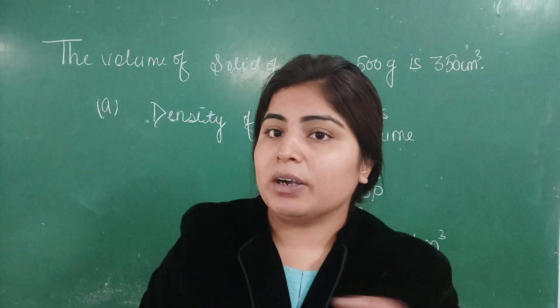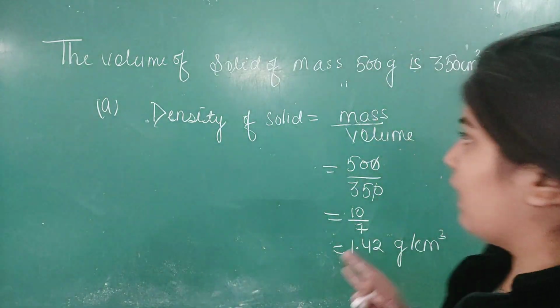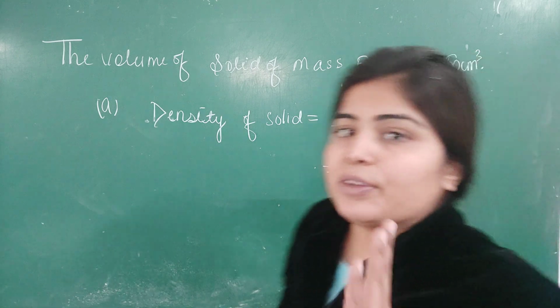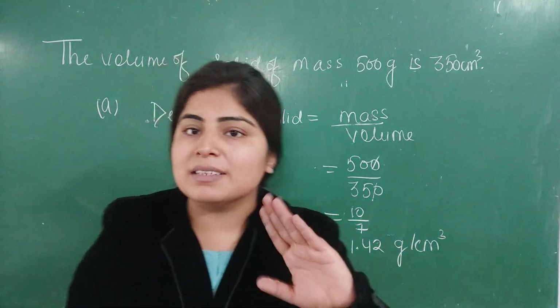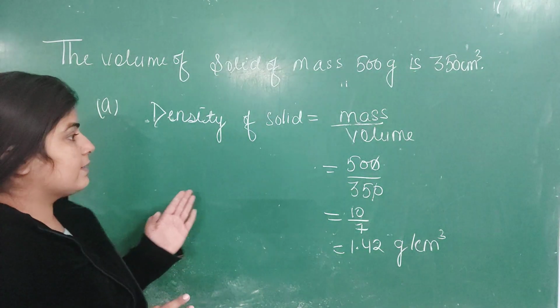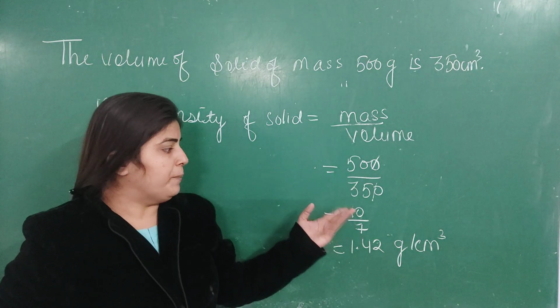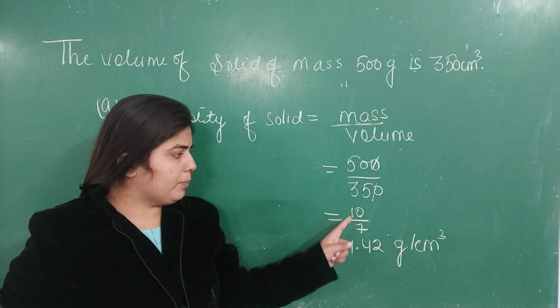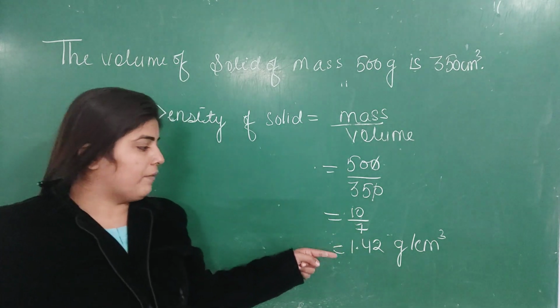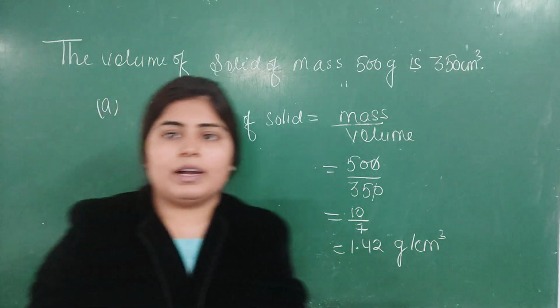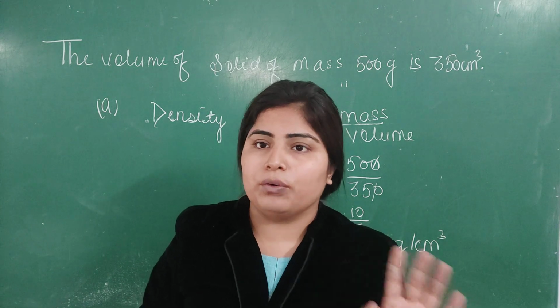I think this one part is very clear to you. How can we calculate the density of the solid? We know that the density is equal to mass upon volume. So here it is given that the mass is 500 and the volume is 350. So it should be 500 upon 350. It means 10 upon 7, and whenever we divide, we will get the value 1.42.